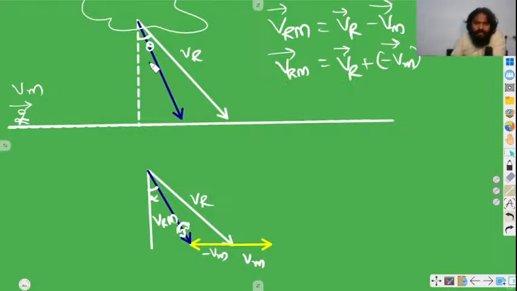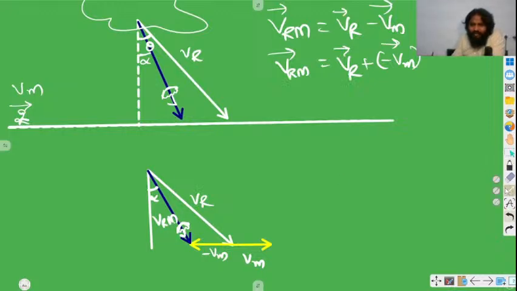Understand? So now if you draw here angle alpha, what is this? This is the alpha which you feel. You have to hold the umbrella at this position in order to escape from the drenching. So now the thing is, how do you measure this alpha? Here this is VR, right?